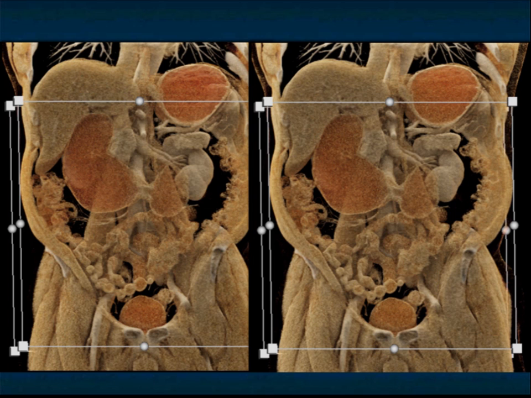And here it is very nicely in the cinematic rendering. Water in the bowel looks red. You see very nicely the wall thickening and the transition.